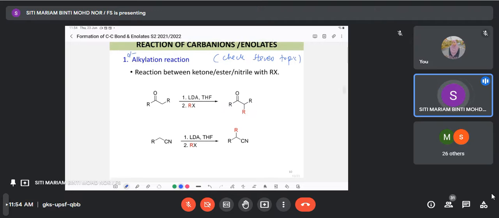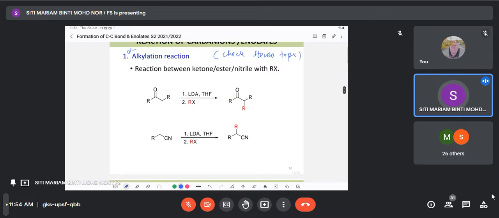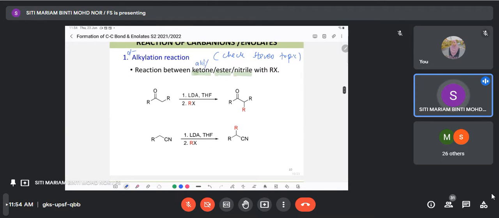So this is just the general equation. What you see here is a reaction of a ketone, ester, or maybe nitrile. And actually you can also use an aldehyde, so you add that there. For alpha alkylation, you can use an aldehyde, ketone, ester, or nitrile as the starting material, and then it reacts with your alkyl halide.